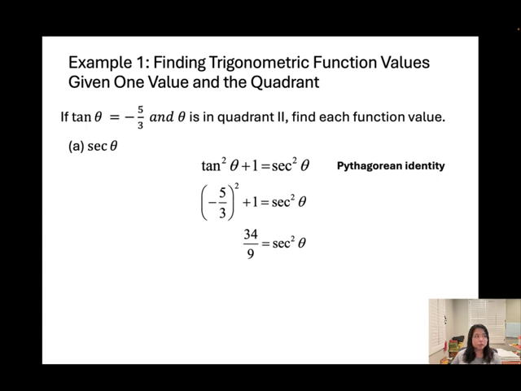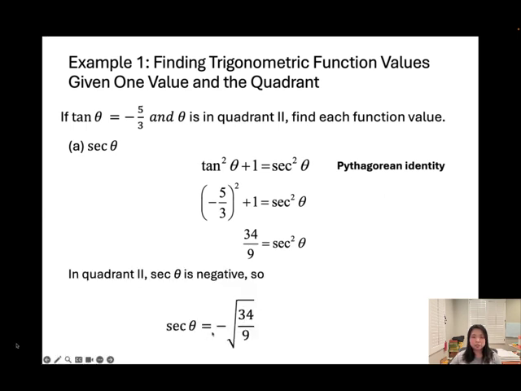And then we're gonna take the square root for both sides. And secant in quadrant 2 is also negative. So we do have secant theta equal to negative square root of 34/9. And then square root of 9 is gonna be equal to 3. Okay, so secant theta equals negative square root 34 over 3 here.